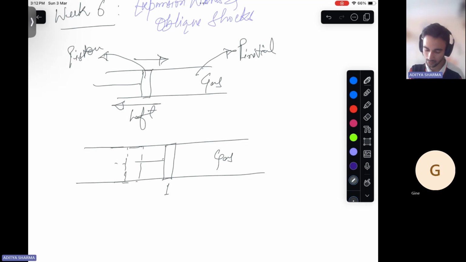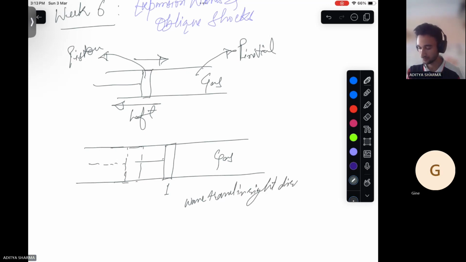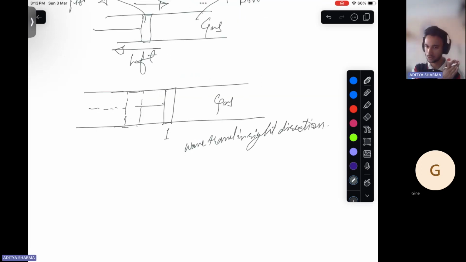This is the second position of the piston. In that case, a wave will travel in the right direction. Wave travels in the right direction. Okay, expansion wave. It's just a communication wave being sent in the gas that this particular gas is expanding, right? So it happens in the form of a wave.